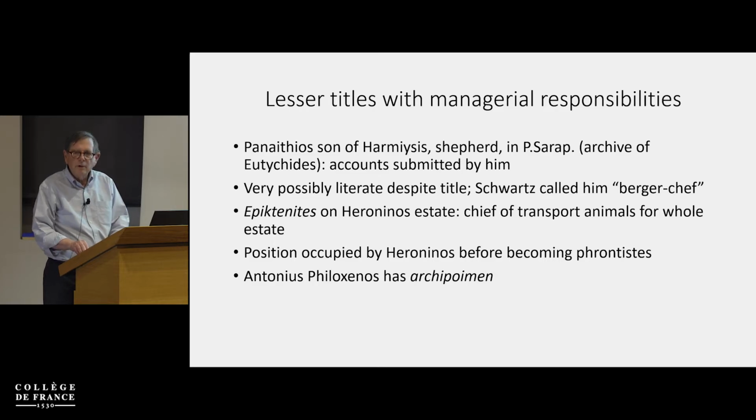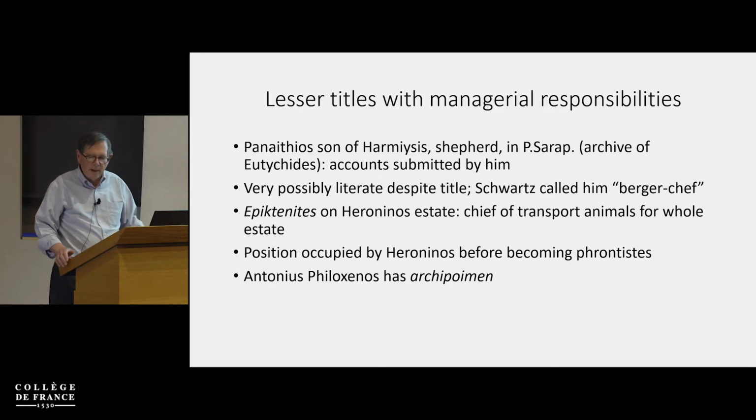Although documentation tends to cluster around the titled managers I have been discussing, there were lower-ranking individuals who had managerial responsibilities, whether their titles seem to reflect that or not. An example is the shepherd named Panaithios, son of Harmusus, in the archive of Autikides and the other sons of Serapion, the archive that Schwartz in his edition called P. Serapion.